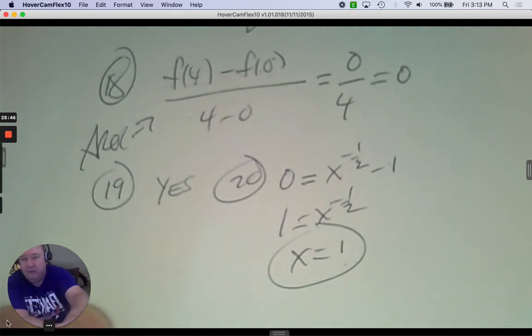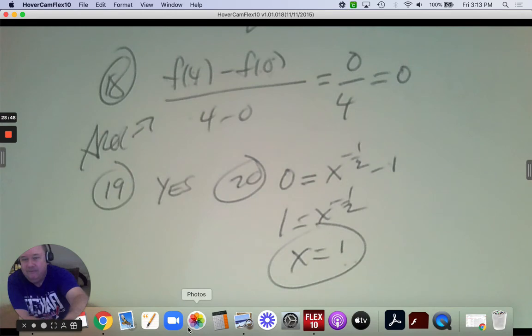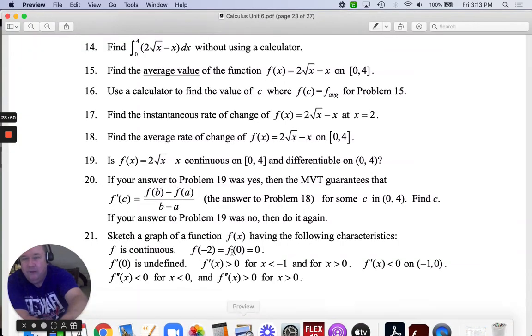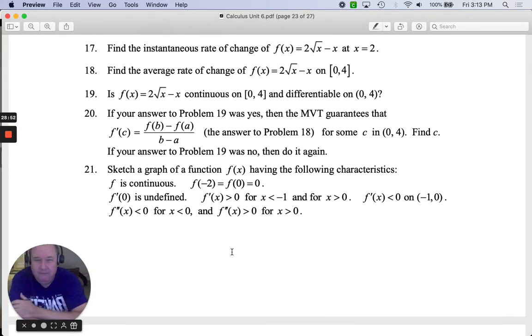Then the last one, number 21. Sketch a graph of a function. Now this one's not connected to all the other questions before it. So this one's a brand new, fresh question. So I've got to start with a fresh piece of paper. And then I'm going to write it down. Big question. I can do this.